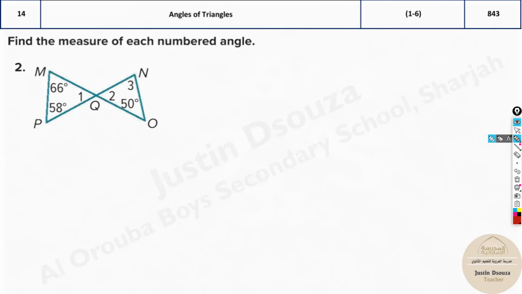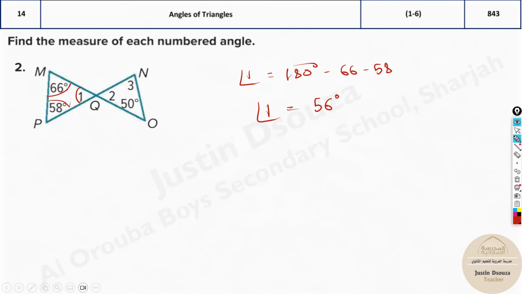Now over here, you can see the MQP triangle, with angles unknown, and this is unknown. So you can easily solve it. That is 180 degrees. So I'll write directly, angle 1 will be 180 minus 66 minus 58. You can do it in the calculator. This is going to be 124, so it's going to be 56 degrees, I believe. So angle 1 is 56 degrees.